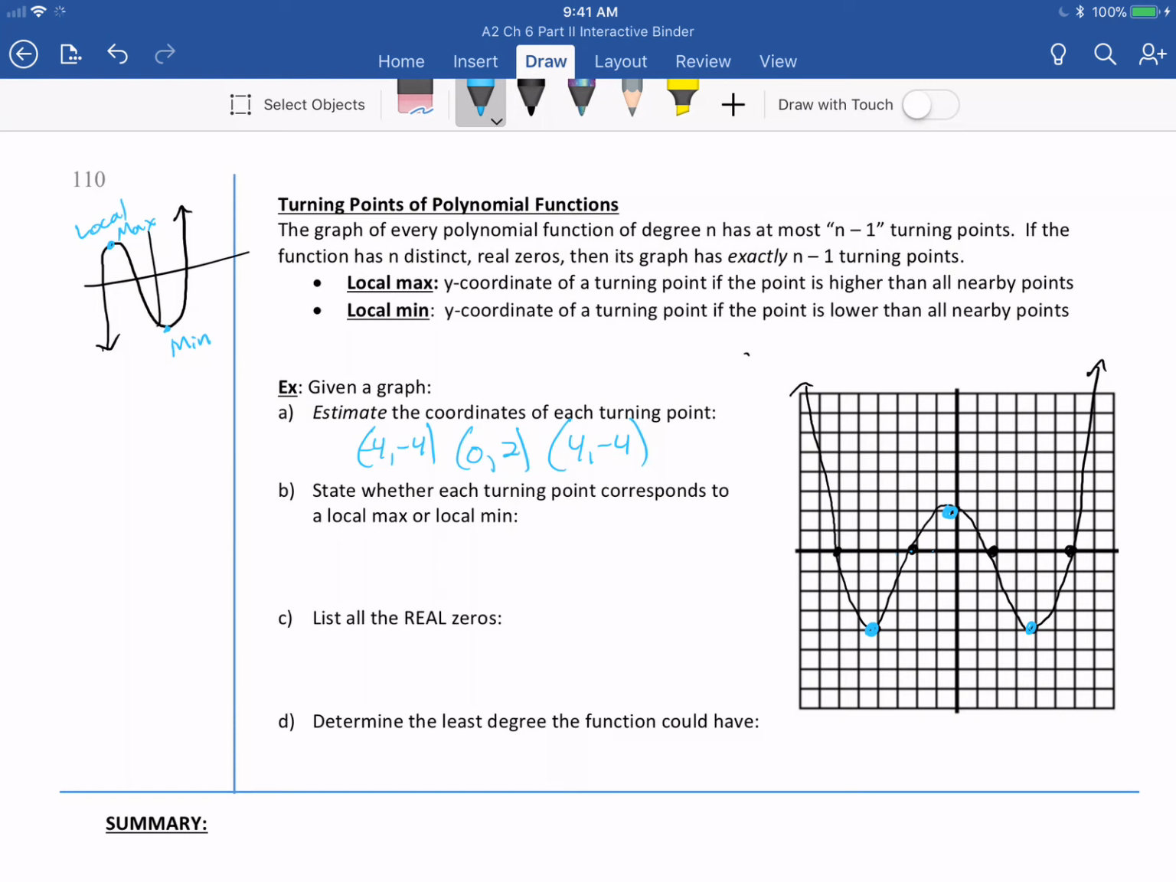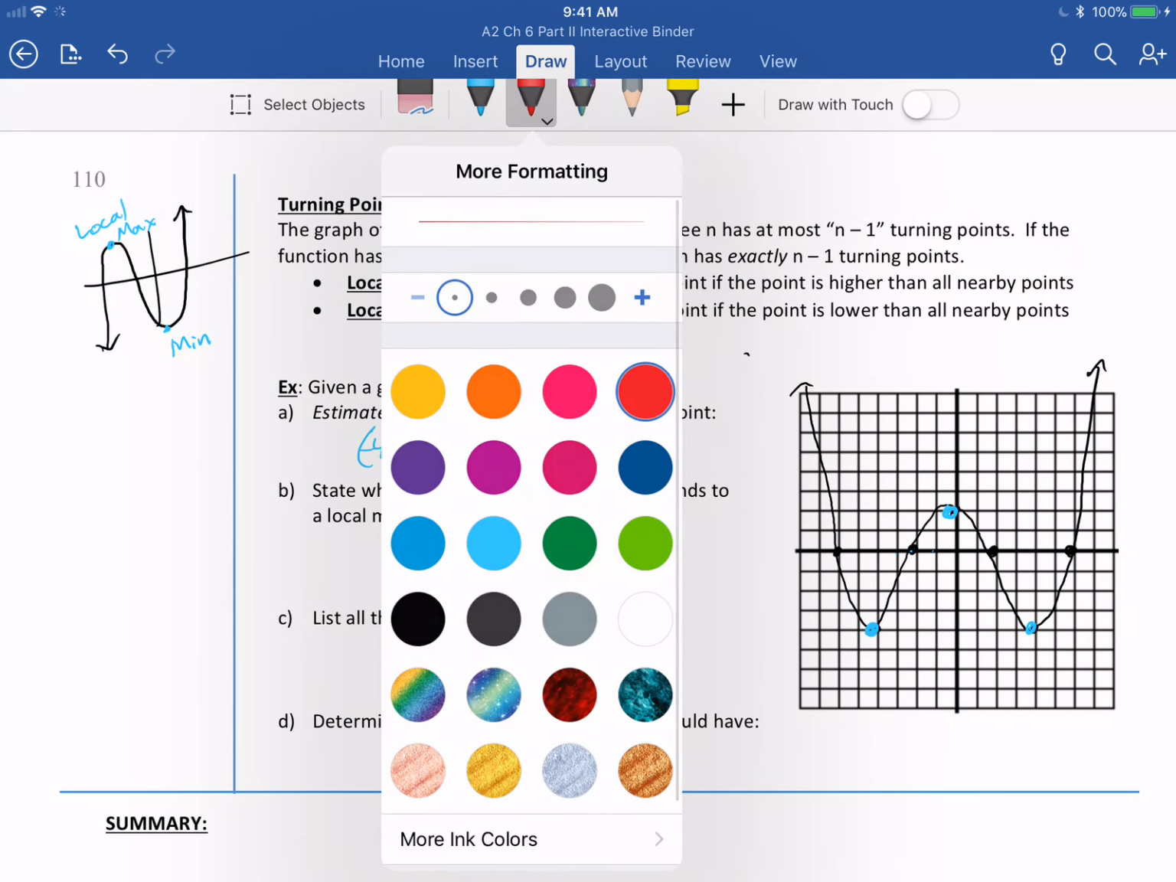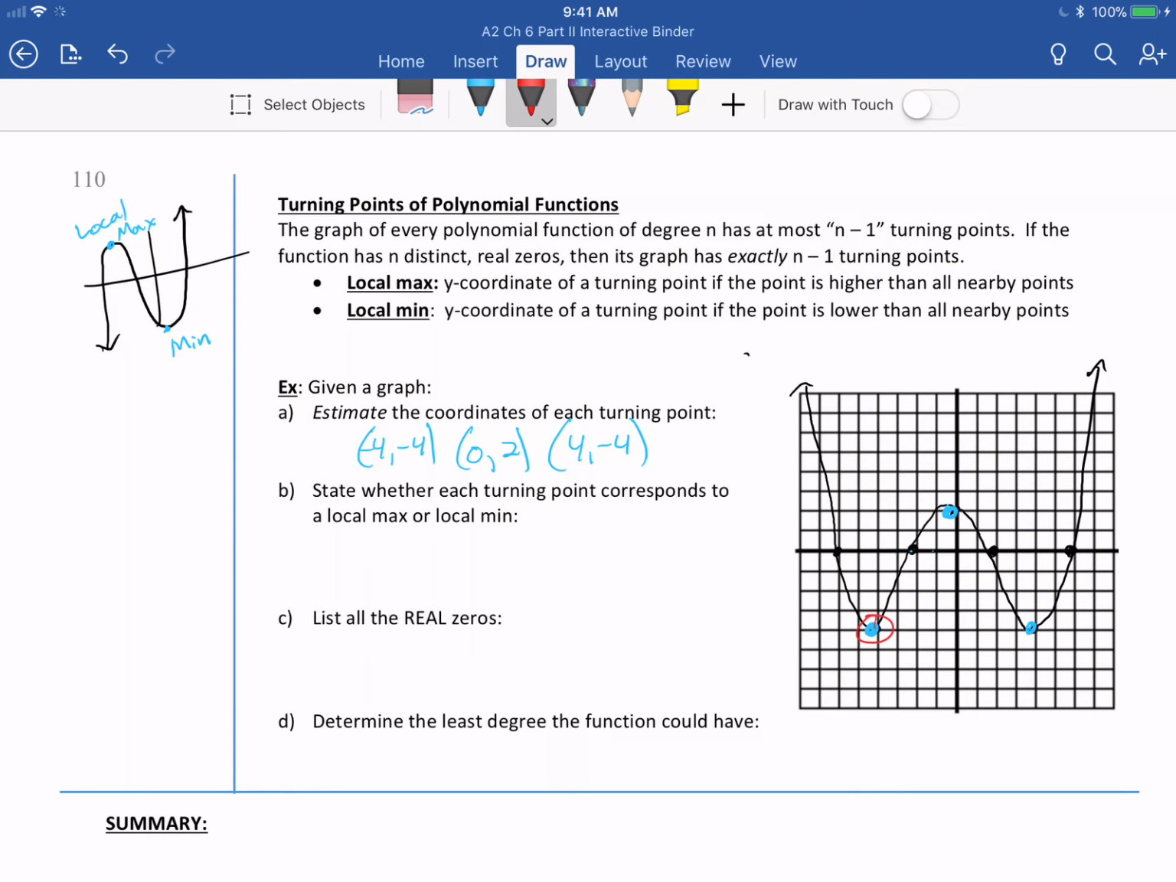Awesome. So state whether the local turning point corresponds as a local maximum or a local min. So let's draw this guy actually out on this graph. This guy right here, would you say is a local max or a local min? He's a min. This guy, max, it's higher than all the rest of the points, and this guy is a min, it's lower. So all these are over here.